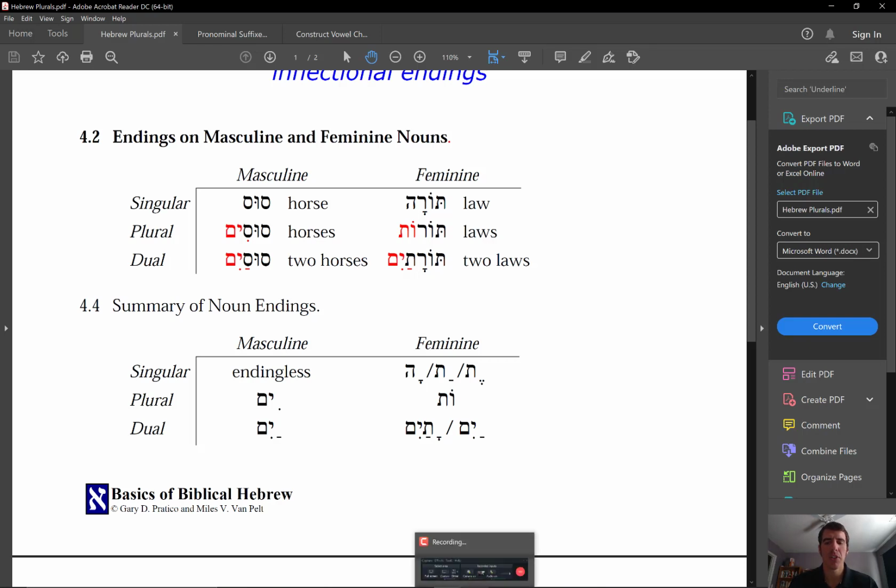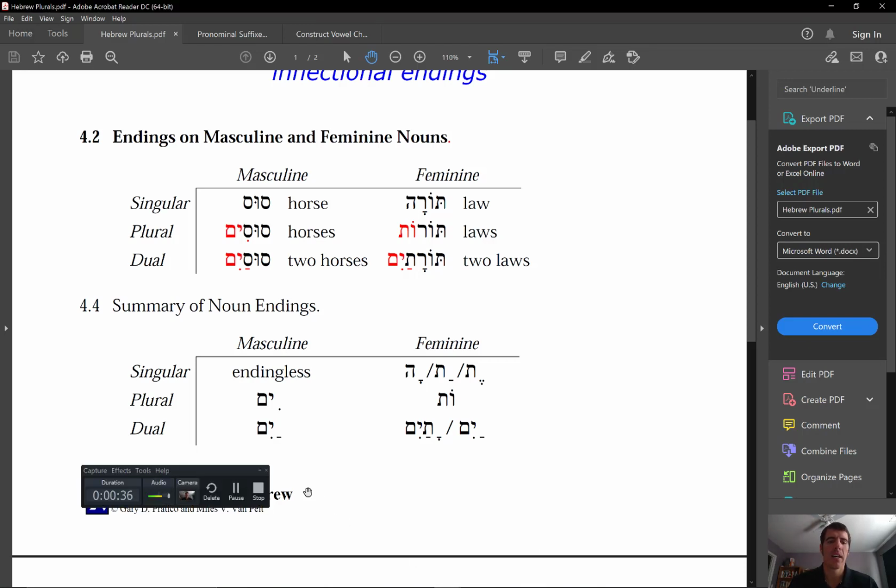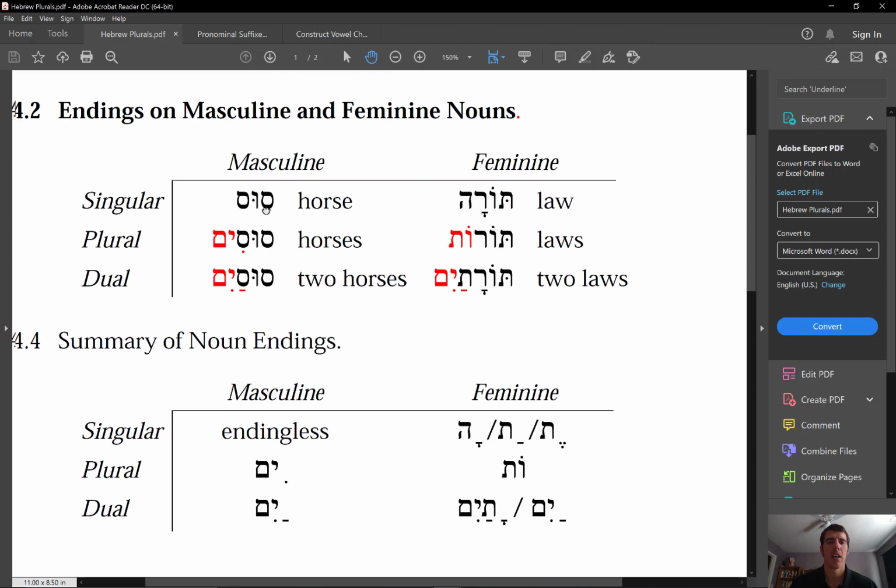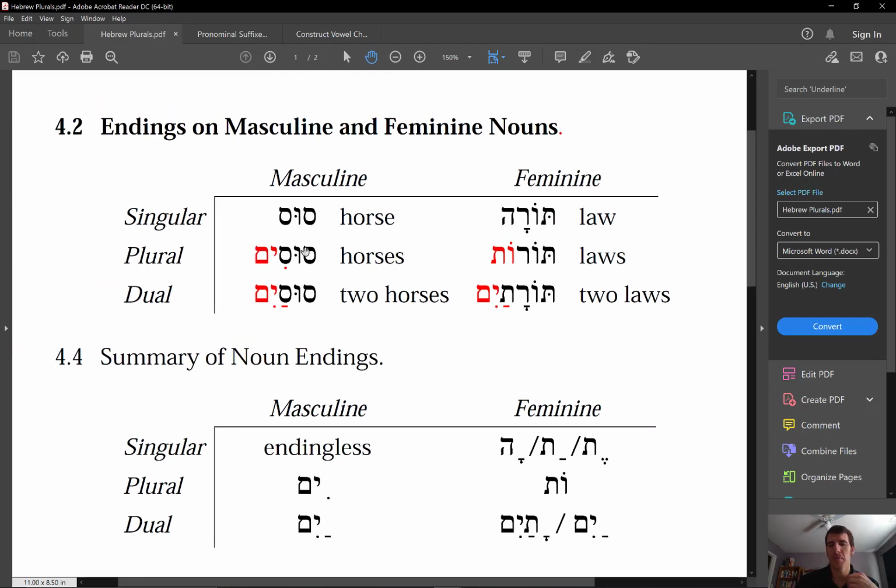So with regard to the, just want to make sure the audio is working there. With regard to the plural nouns, you're dealing with masculine and feminine, right? That's the difference between Hebrew and English. And so you have a noun like susim here. Sus being the masculine form of the noun. And so then, in order to make it plural, you add the hiriq yod mem. So sus becomes susim.